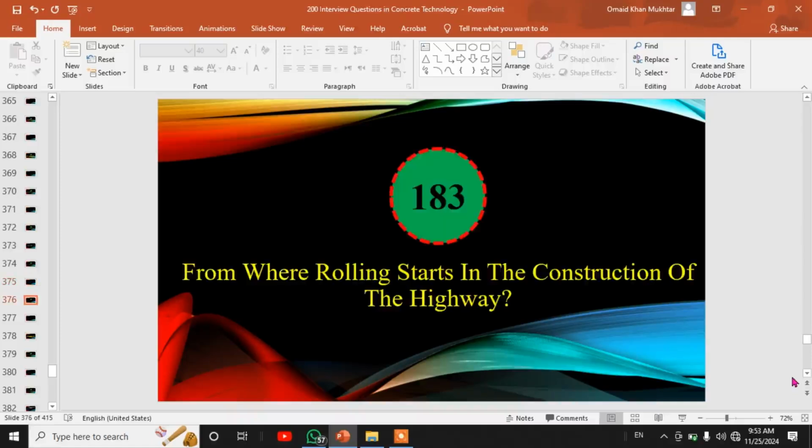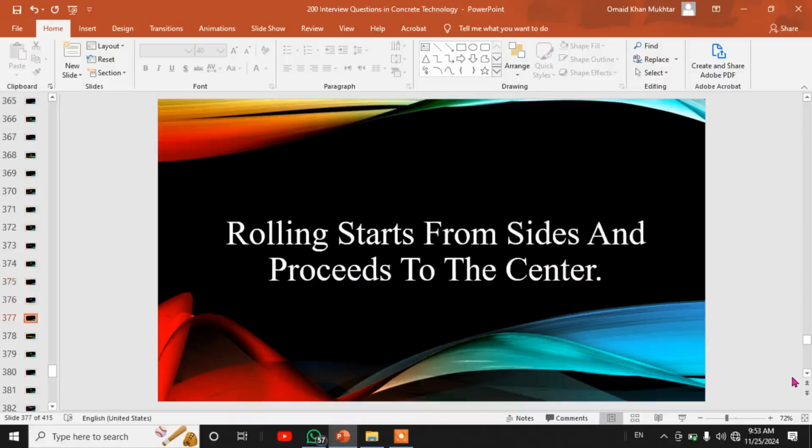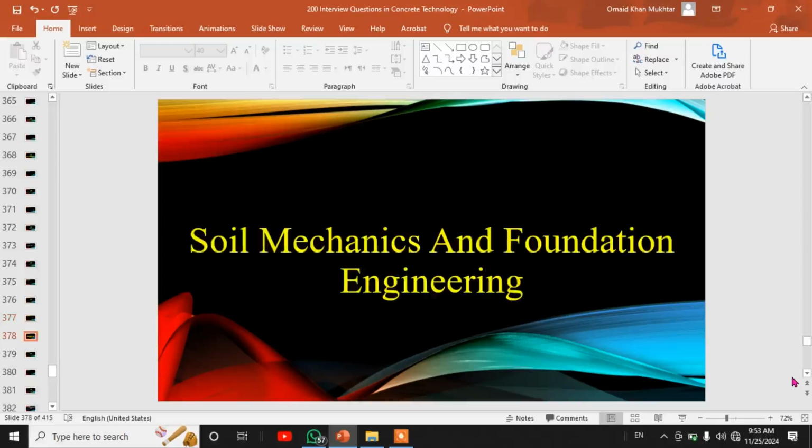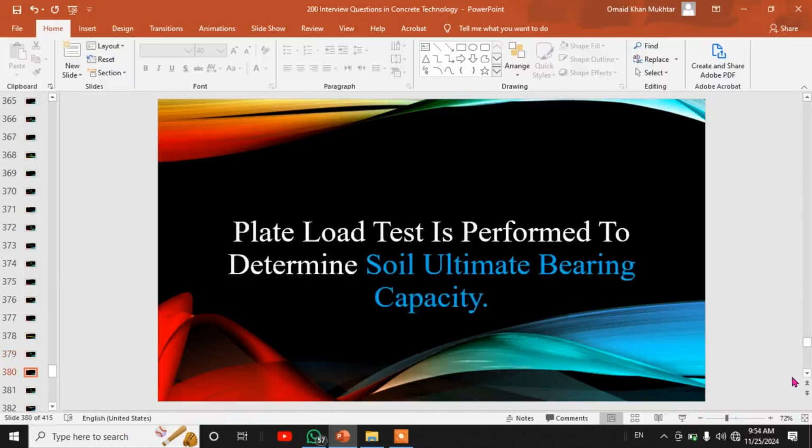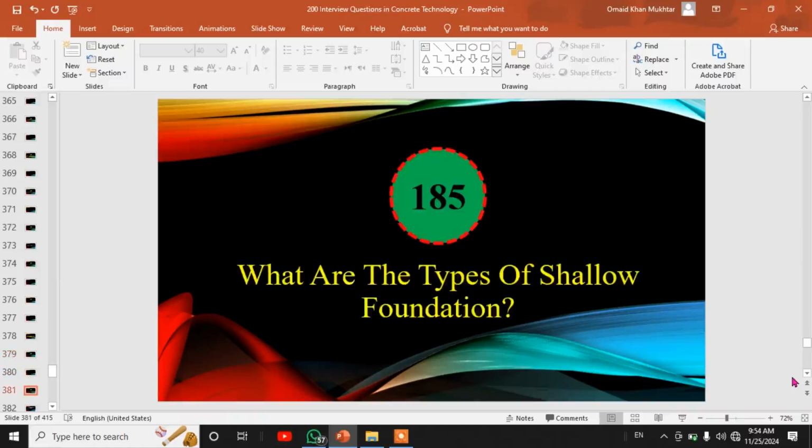183. From where rolling starts in the construction of the highway? Rolling starts from sides and proceeds to the center. Soil mechanics in foundation engineering. 184. Which test is performed to determine soil ultimate bearing capacity? Plate load test is performed to determine soil ultimate bearing capacity.